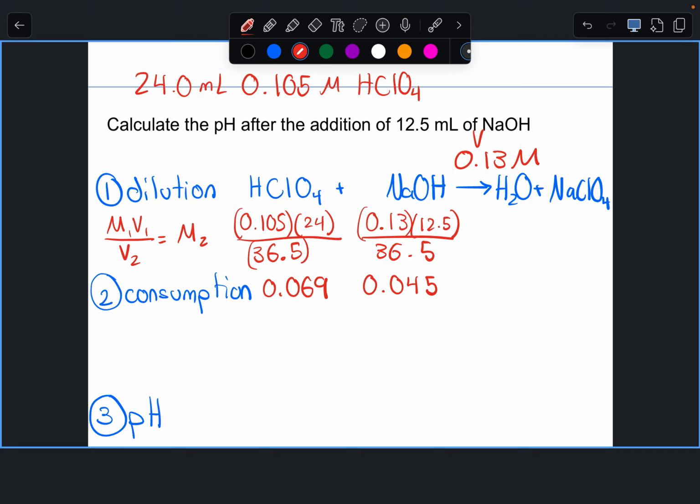So when you get to that, you see that the base is smaller, and it should be because you are before the equivalence point. Before the equivalence point, all of the base that you add gets consumed by the acid, so you would expect that to be smaller. If it's after the equivalence point, all of the acid would be consumed, and you'd have leftover base. Okay? So you always subtract the smaller one.